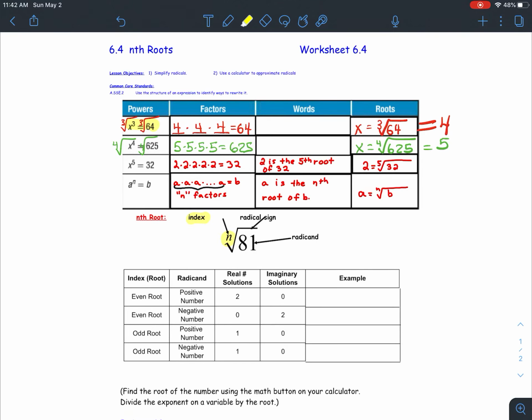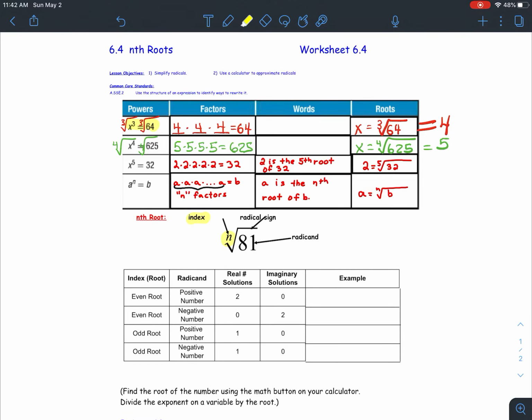Now, as far as the variables go, you take the exponent on the variable, 10, divide it by the root, 5. The new exponent on the a would be 2. Taking the 5th root of b to the 5th, 5 divided by 5, my exponent on the b would be a 1, which you don't actually have to show. It's assumed it's a 1 if you don't show it there.